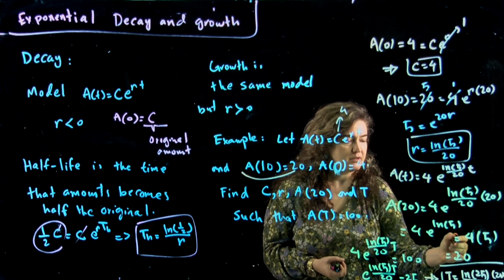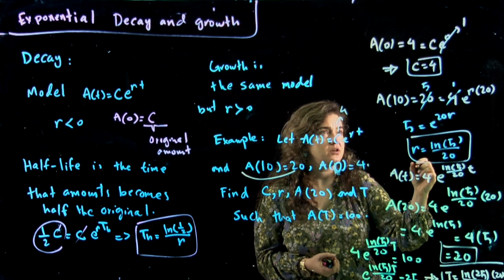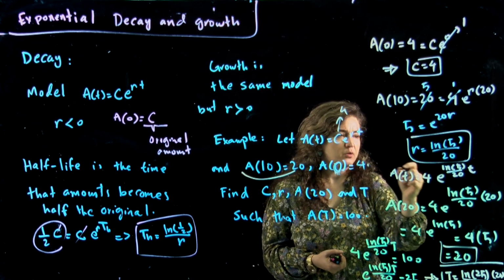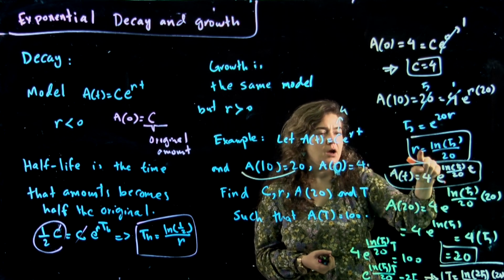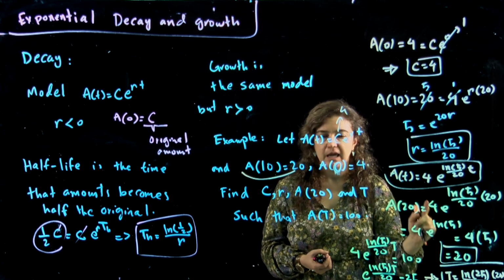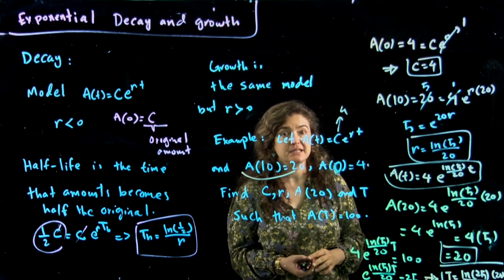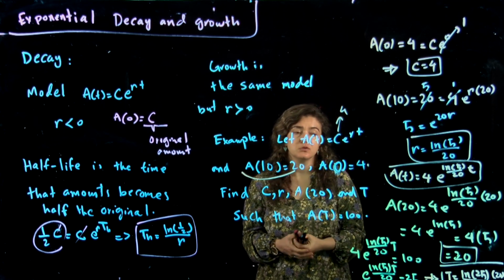That's one answer. That's another answer. And the model looks like that. C are the model, a of 20, and t such that a of t is equal to 100.